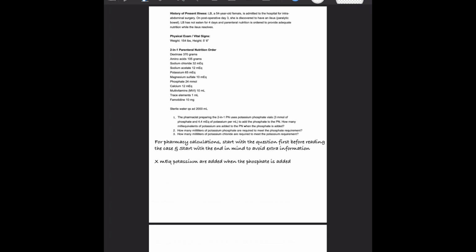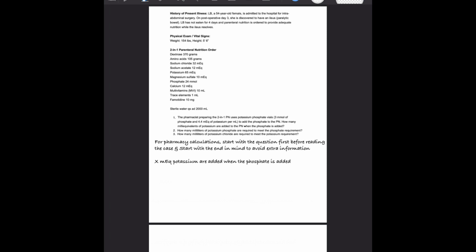The pharmacist preparing the 2-in-1 PN uses potassium phosphate vials. 3 millimoles of phosphate and 4.4 milliequivalents of potassium are in each milliliter. And uses potassium phosphate vials to add the phosphate to the parenteral nutrition. How many milliequivalents of potassium are added to the parenteral nutrition when the phosphate is added?